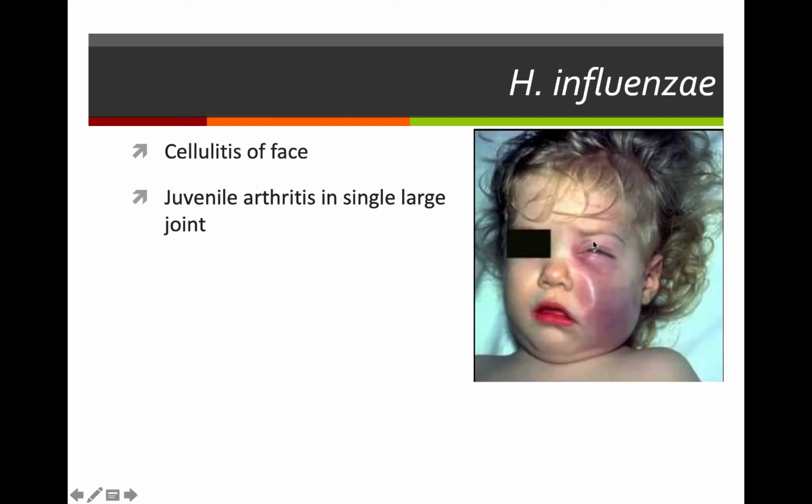It can also cause cellulitis, right? This not skin level, but just a little bit deeper infection in the dermis. And it can cause arthritis, usually in a single large joint. And again, these are often manifestations we would see in children.